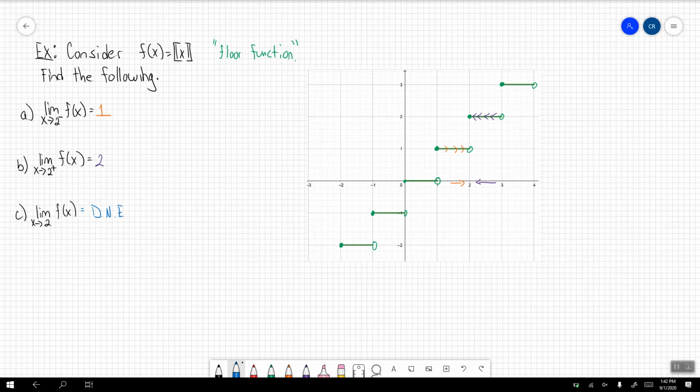If I had to justify this on an exam, it does not exist because the left hand side limit does not equal the right hand side limit. And that's all there is to it. That is how we are analyzing these limits, how we attain them, and how we observe them.